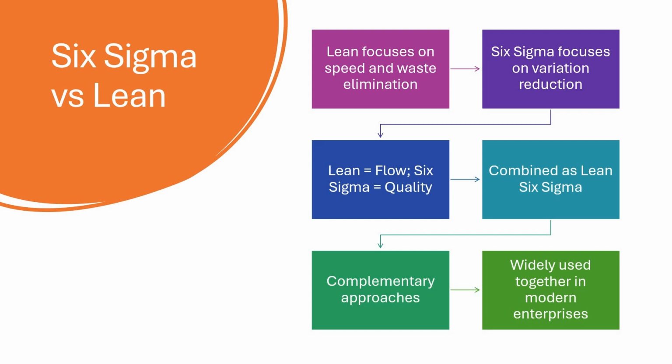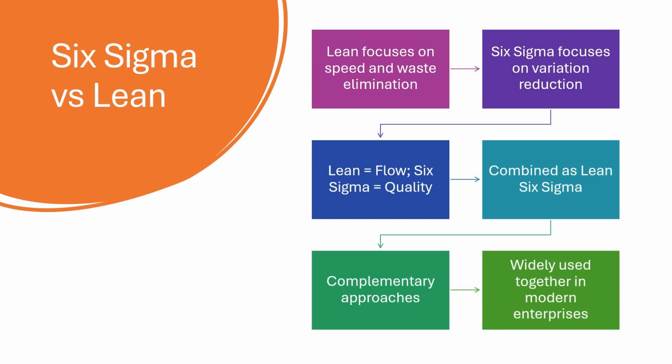Now, organizations often integrate both methodologies as Lean Six Sigma to harness the best of both worlds, which is the best idea. This hybrid approach eliminates waste while also improving accuracy and reliability. For instance, a car manufacturer uses Lean to reduce assembly time and Six Sigma to minimize paint defects. Finally, the complementary approaches come into picture.